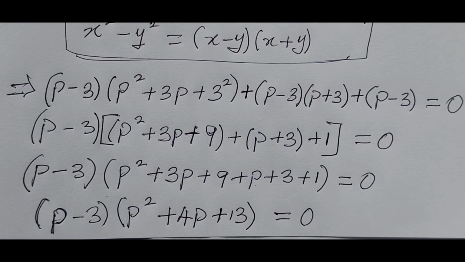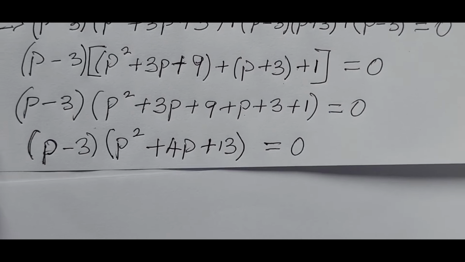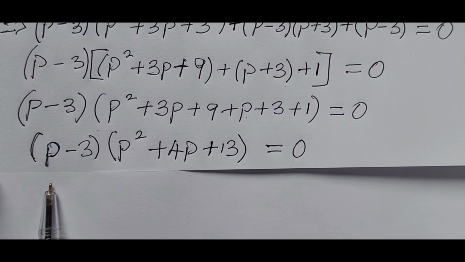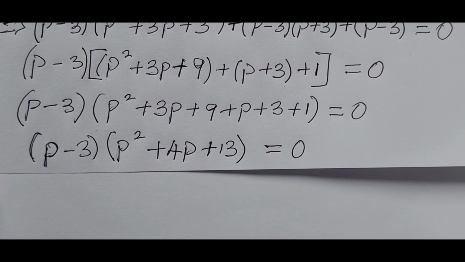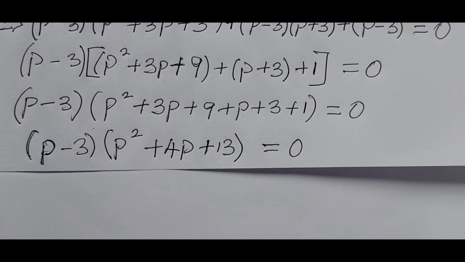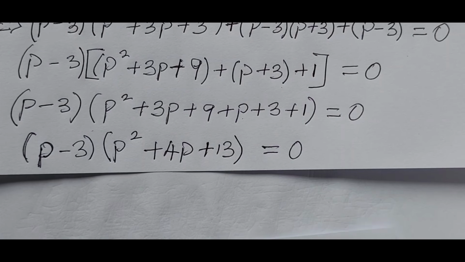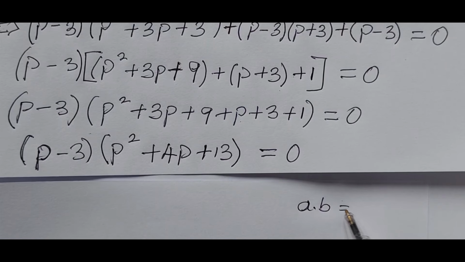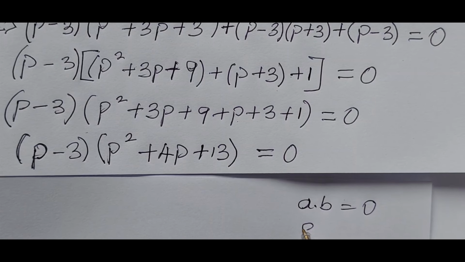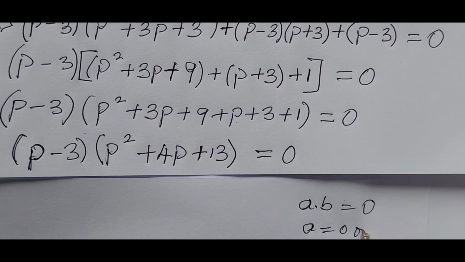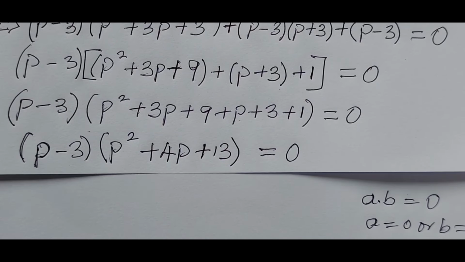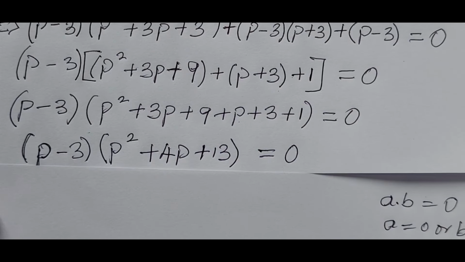Okay, so let's continue here. Now, if you check carefully, you discover that what we have here is a special rule playing out. What is that rule? We call it the zero property. The zero property says that if you have A times B equal to 0, it means that A is equal to 0 or B is equal to 0. One of them must be equal to 0. So we have two case scenarios here now.